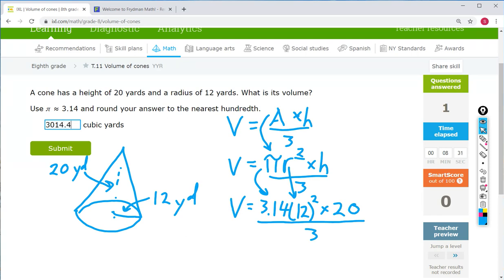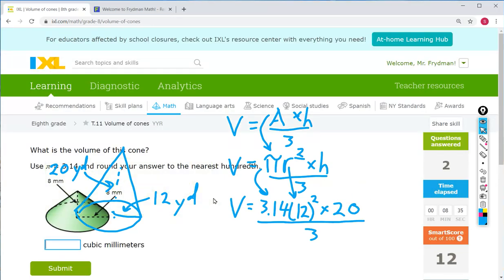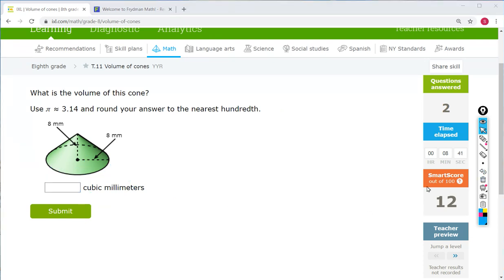3014.4. I hope I remembered that correctly. Okay. All right, what is the volume here? Okay, it's giving me another problem where I have to find the volume. We already did 2 like that. So I'm going to move on to the next level.